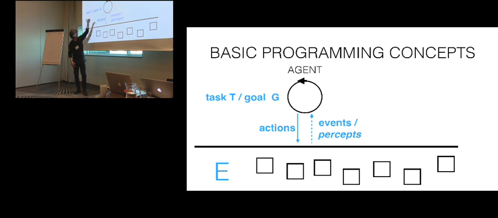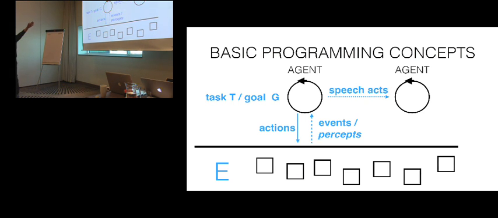The idea is that the agent has to have a way to act on and perceive the environment, and also, of course, to interact with other agents by means of message passing. But it is not only asynchronous message passing. It's decorated with some predefined semantics. We talk about speech acts, and we will go into more detail later.